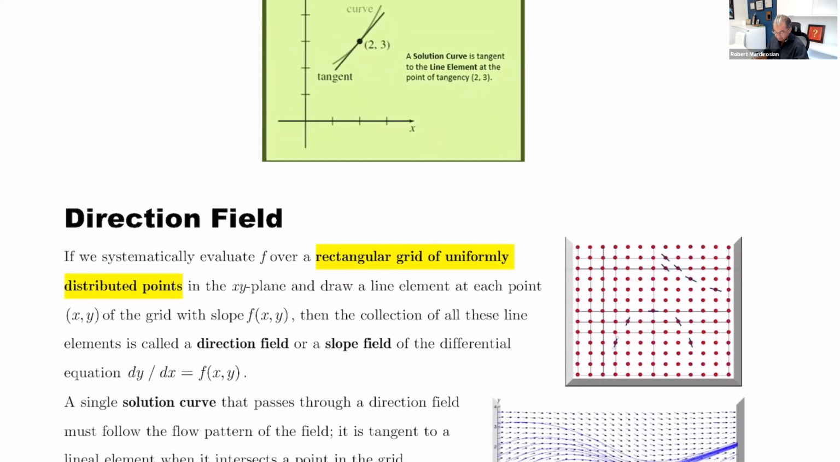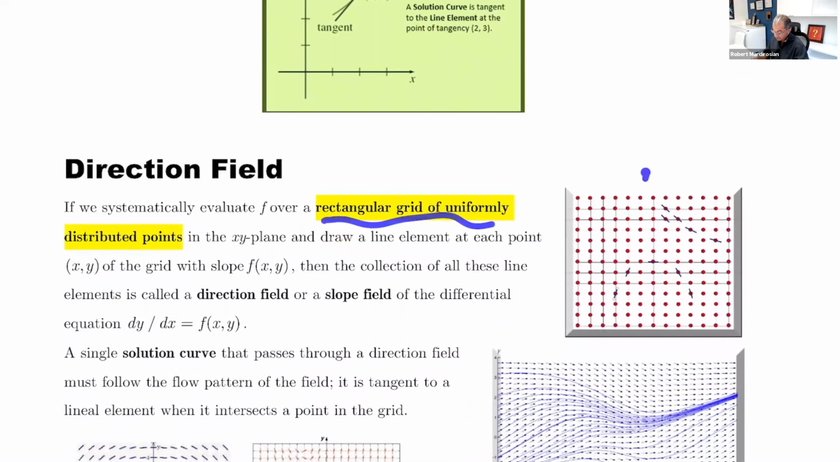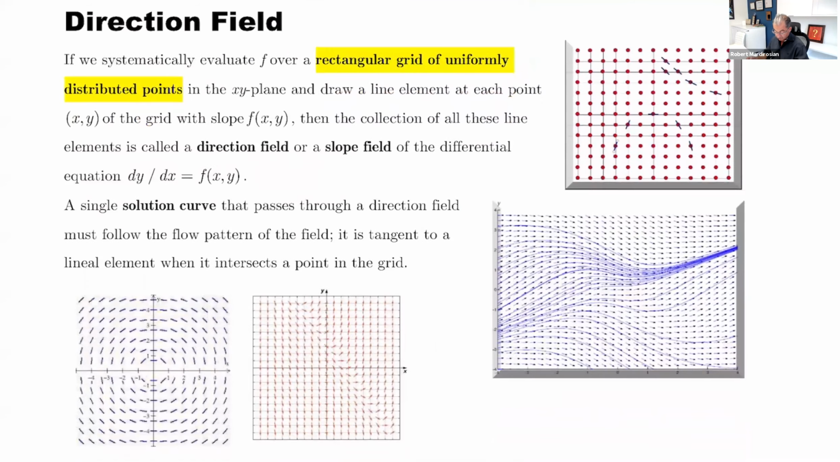Now, if we have a rectangular grid like that, and we find all the slopes at those points, then we can get an idea of the curve. So that's what the direction field is for. We call those the direction field or slope field of a differential equation. Basically, we find the value of the derivative at each given point, and once you have a lot of them, you get an idea of the curve.